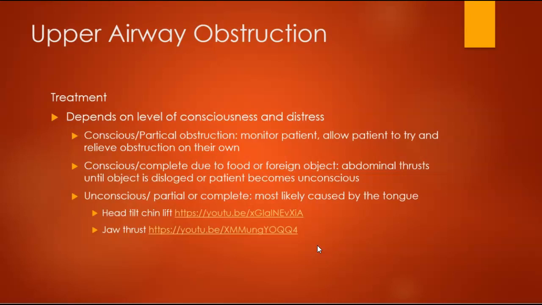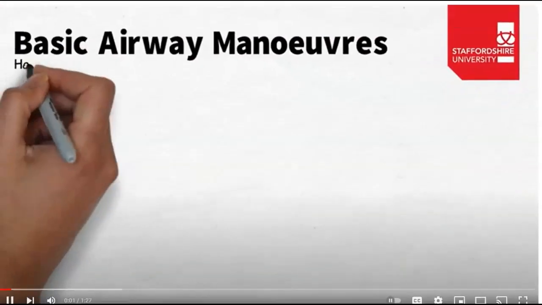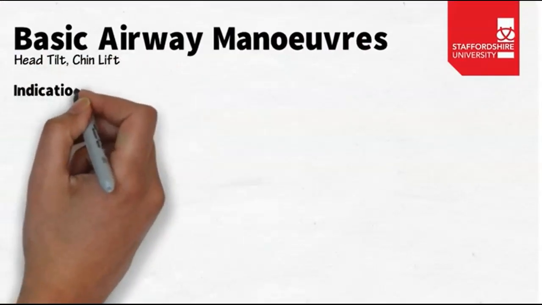For unconscious patients with partial and complete obstruction, you're going to most likely assume that the obstruction is coming from their tongue in the back of their pharynx, and you're going to relieve that through one of two methods, the head tilt chin lift method or the jaw thrust method. So head tilt chin lift, I'm going to play this video here, is a maneuver that we're going to use to open up most basic airways.